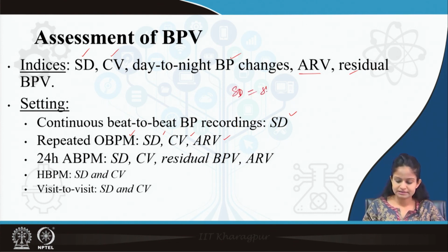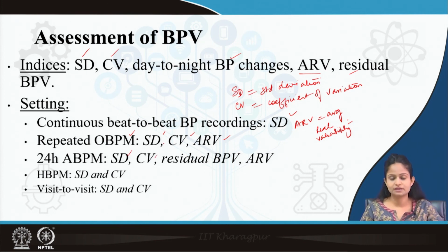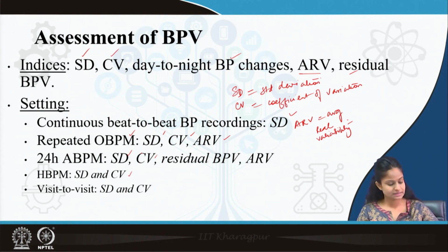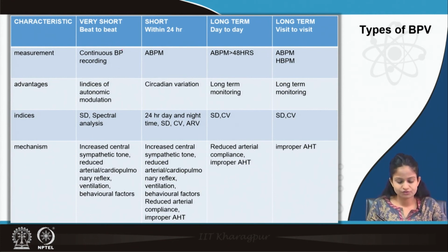So, SD is standard deviation, CV is coefficient of variation and ARV is average real variability. For 24-hour ambulatory blood pressure monitoring, again we go for standard deviation and coefficient of variation. Then for home based blood pressure monitoring, standard deviation and coefficient of variation, and the same we go for the visit to visit blood pressure recording. So, these are the various types of blood pressure variability, which is given in the form of a chart.